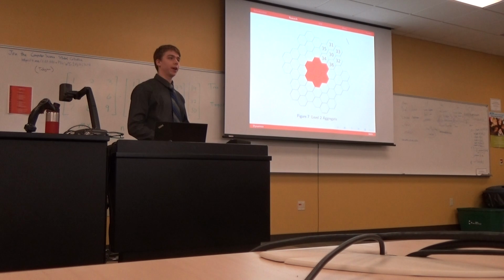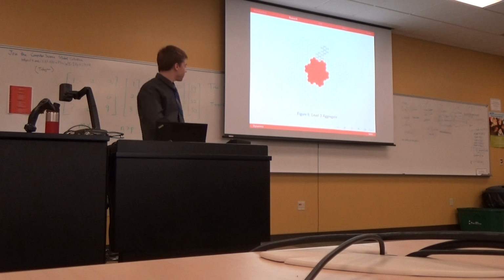The level 2 aggregate would be the level 1 aggregate, which is marked out in red, surrounded by 6 of the level 1 aggregates. And then we move on to, for example, the level 3 aggregate, and that would be 6 of the level 2 aggregates surrounding the level 1 aggregate. And the addressing system stays the same.